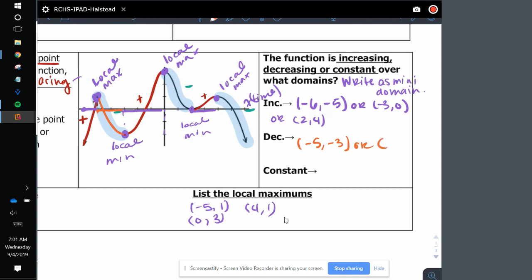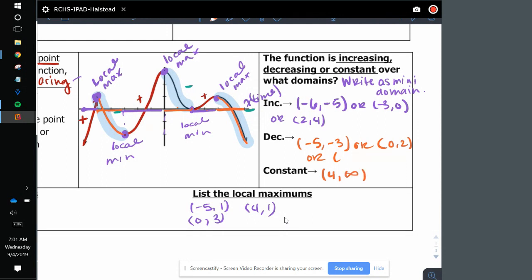or 0 to 2, or the last branch, which is from 1, 2, 3, 4 on to infinity. So 4 to infinity. I see I made a mistake.